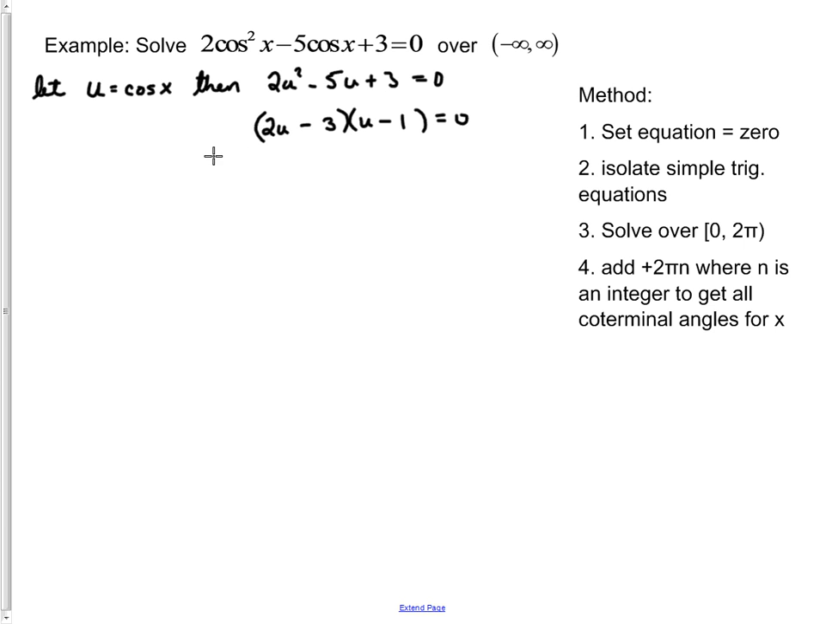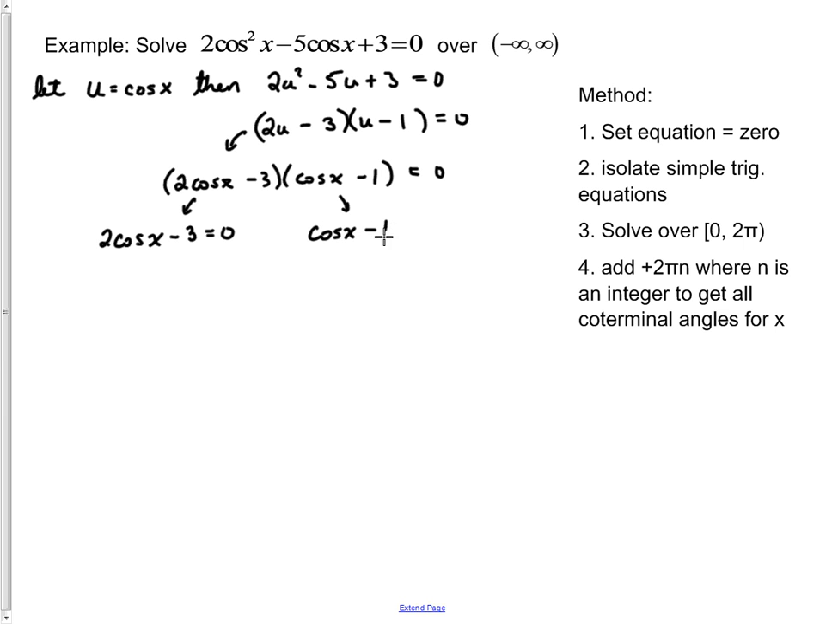Now let's replace u one more time, and we actually have 2 times the cosine of x minus 3 times the cosine of x minus 1 equals 0. Well, we've got 2 linear factors essentially set equal to 0, so we try to take each factor, set it to 0 individually, and see where it leads. So we've got 2 times the cosine of x minus 3 is equal to 0 as one equation, and the cosine of x minus 1 equals 0 as the other.